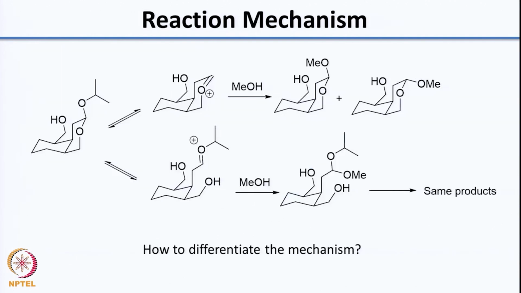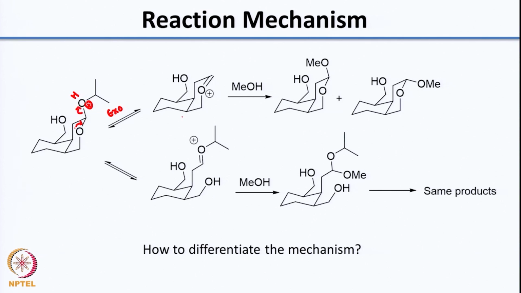So, this is what it will look like. First is the exocyclic mechanism. In the exocyclic mechanism, again the first step, let us say, would be protonation. Once this is protonated, you can imagine these lone pairs coming in, and once this lone pair comes in, this will leave.